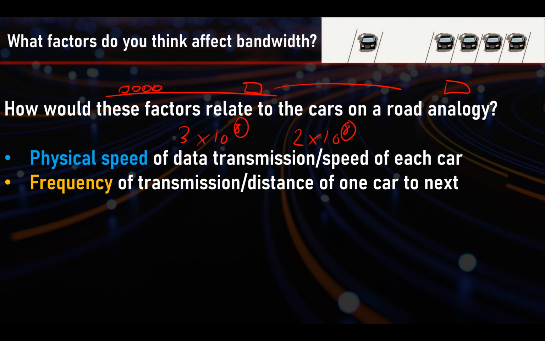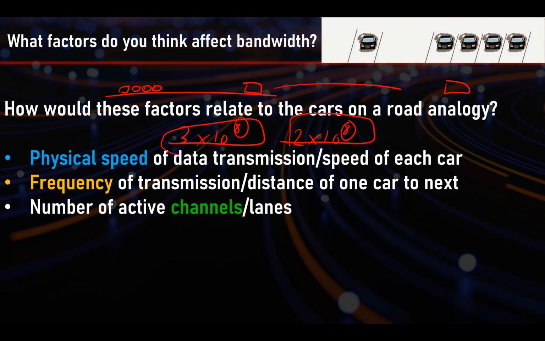So that's actually why fibre optic is a lot faster, because light is going to have a much higher frequency compared with electrical signals. Also, the number of channels, and if we think about cars, that's basically how many lanes there are. So 1 lane on the left, 4 lanes on the right, if we look at this example here.